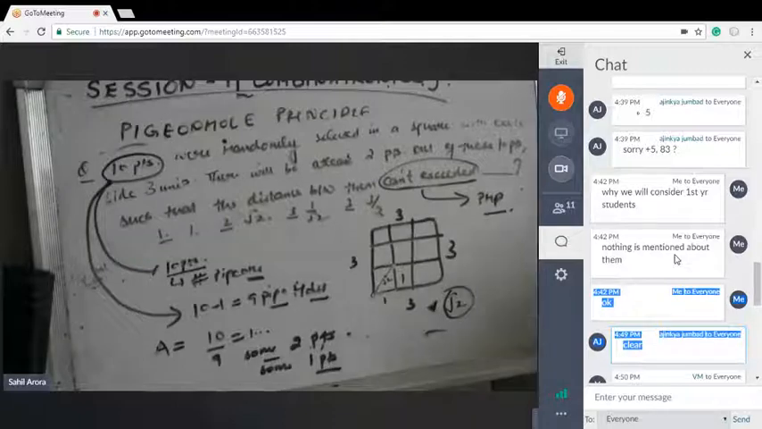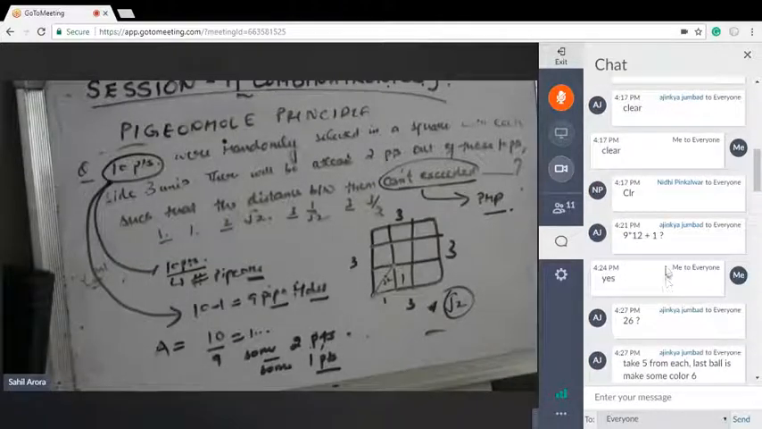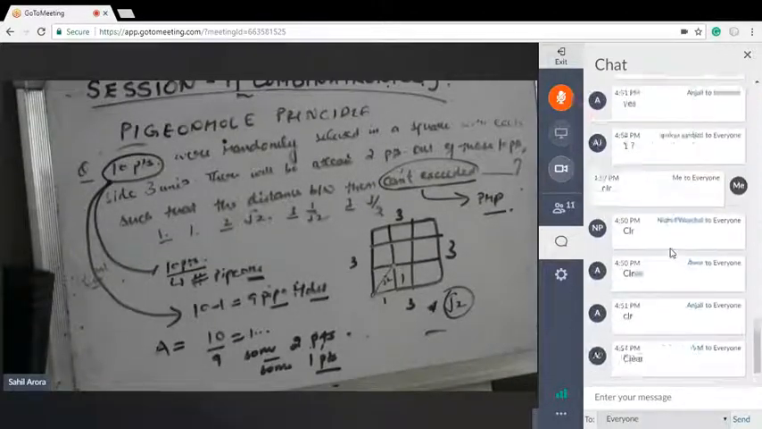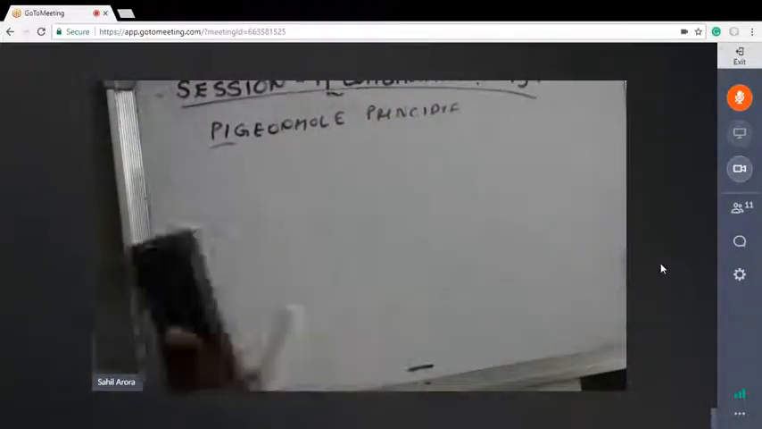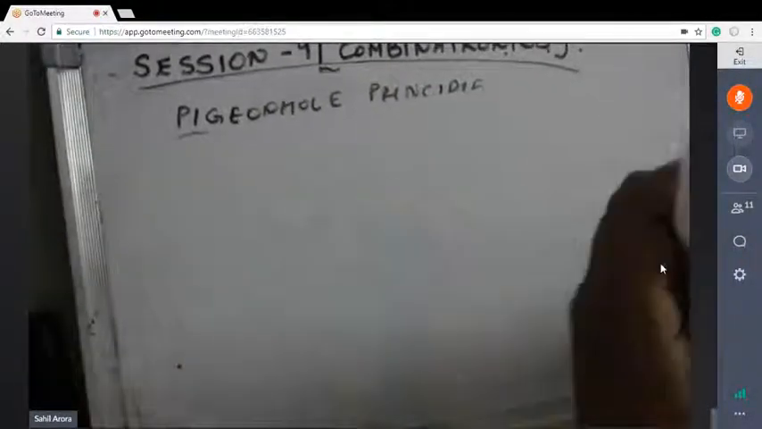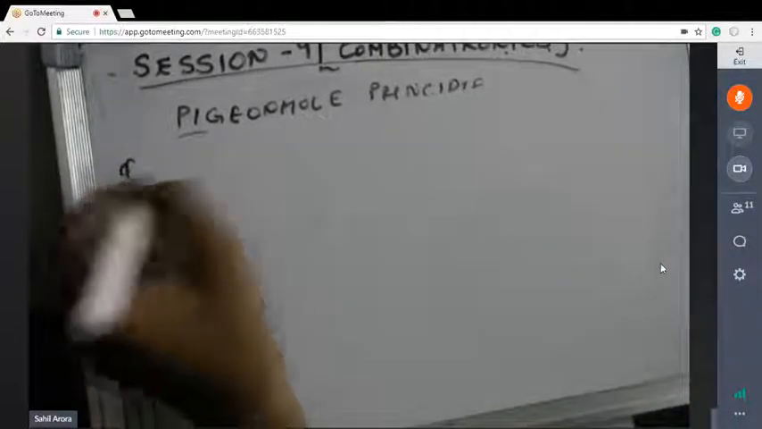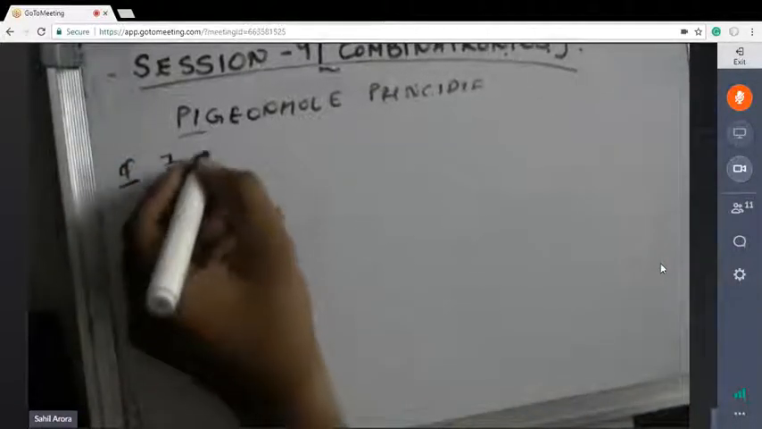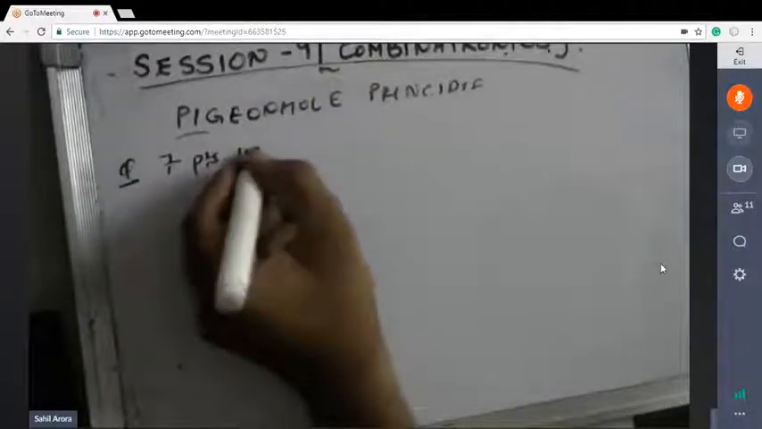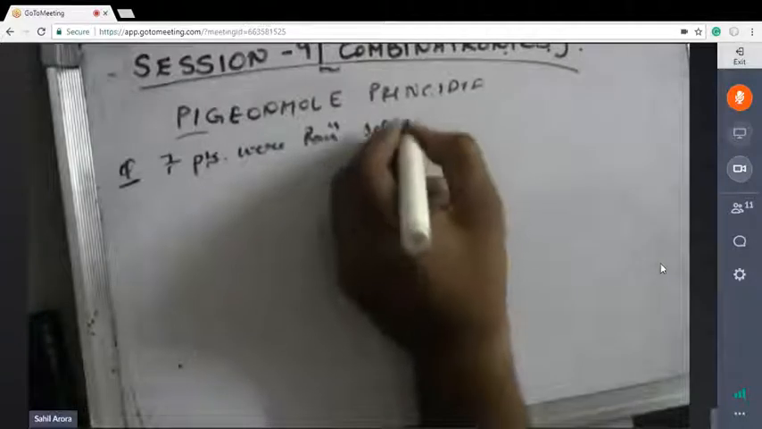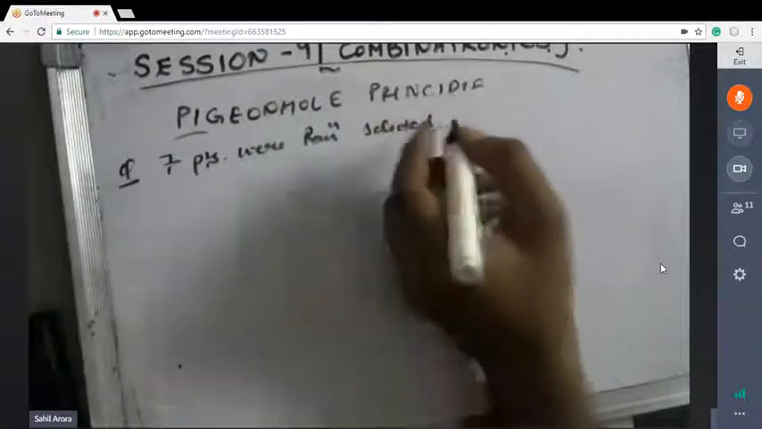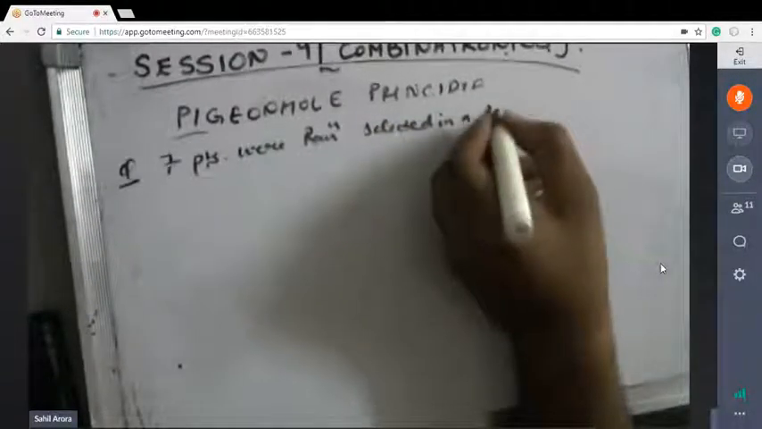Okay. So let's discuss the last question over this concept, and then we can jump to the most important concept, which is called generating functions. The last question says: 7 points were randomly selected in a regular hexagon.